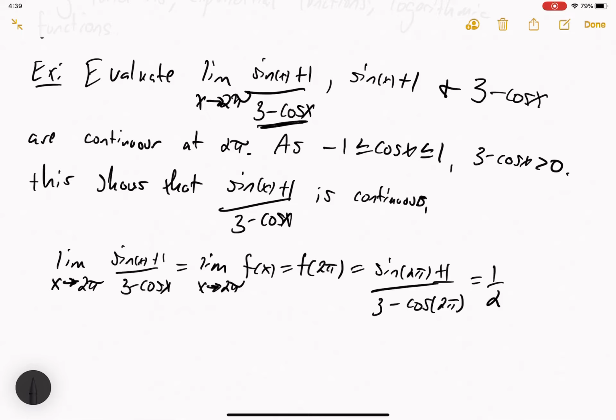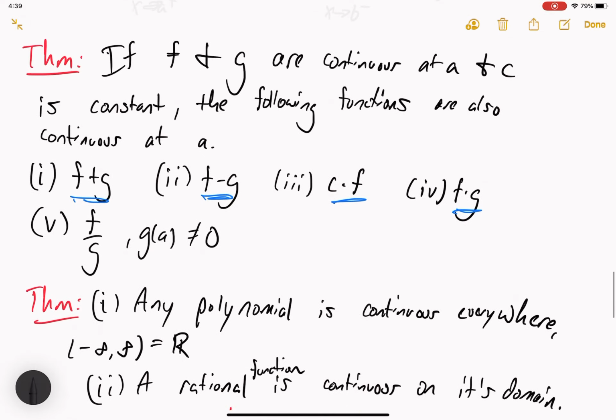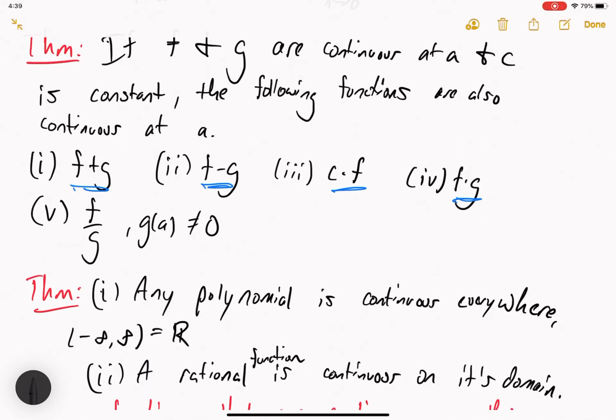There's another way of doing continuity. What we did here was not composition. We did addition, subtraction, multiplying by a constant, and multiplication and division. Whenever we do those things with continuous functions, we still get continuous functions. So basically, continuous functions are nice, but they get nicer, actually.